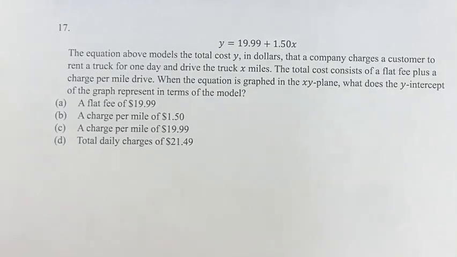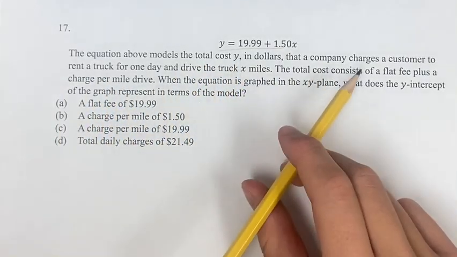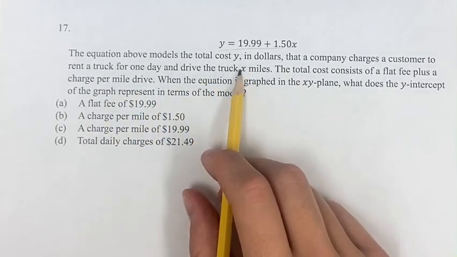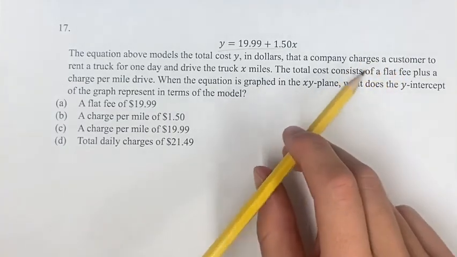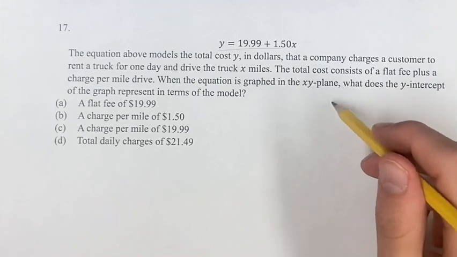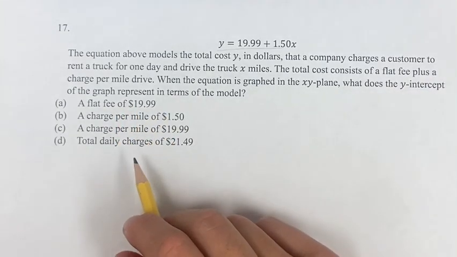In this problem, we have this equation, which is modeling the total cost, y, that a company charges a customer to rent a truck for the day when they're driving the truck x miles. The total cost consists of a flat fee plus a charge per mile. And we're asked, when the equation is graphed in the xy plane, what does the y-intercept of the graph represent in terms of the model?